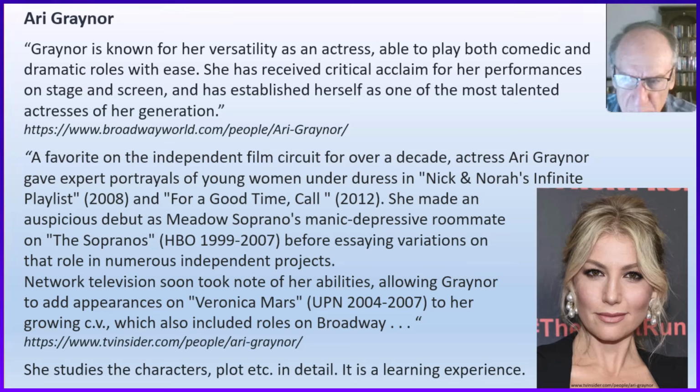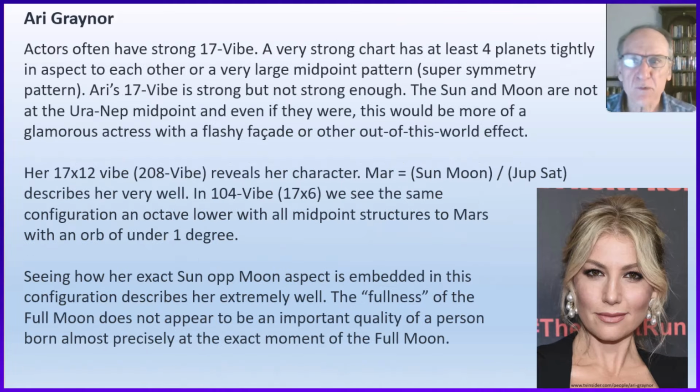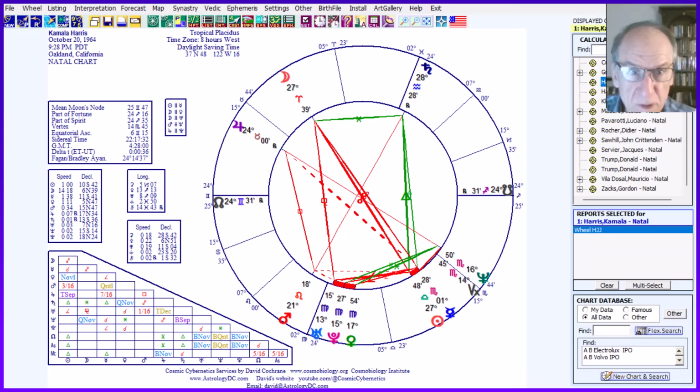So what she's doing is she is showing different characters and how the context of their lives, the history, the setting, where they live, the people they know, how life works, how their lives develop. They can be fictional, but they are relating to actual real life. Now, actors often have strong 17 vibe. So I looked at her 17 vibe to see if she has a strong pattern, and if that full moon is involved. And what I found was very interesting.